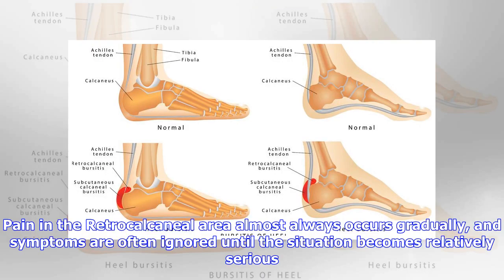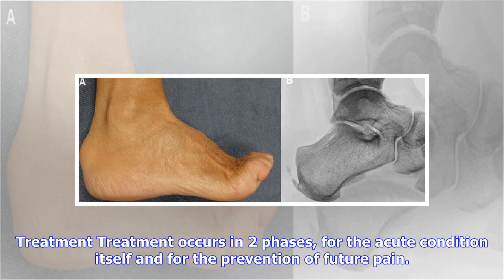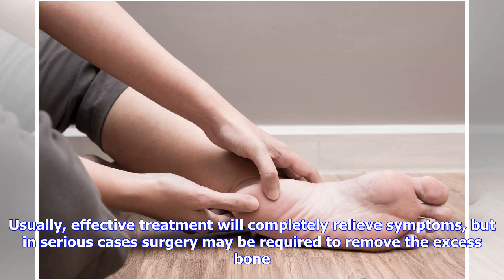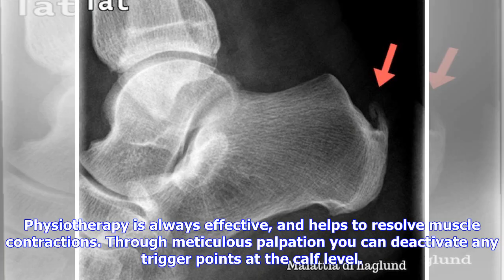Pain in the retrocalcaneal area almost always occurs gradually, and symptoms are often ignored until the situation becomes relatively serious. Treatment occurs in two phases, for the acute condition itself and for the prevention of future pain. Usually, effective treatment will completely relieve symptoms, but in serious cases surgery may be required to remove the excess bone.